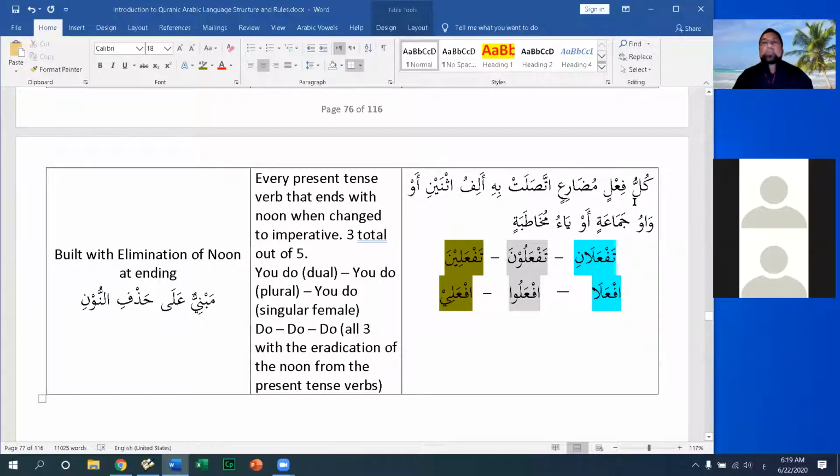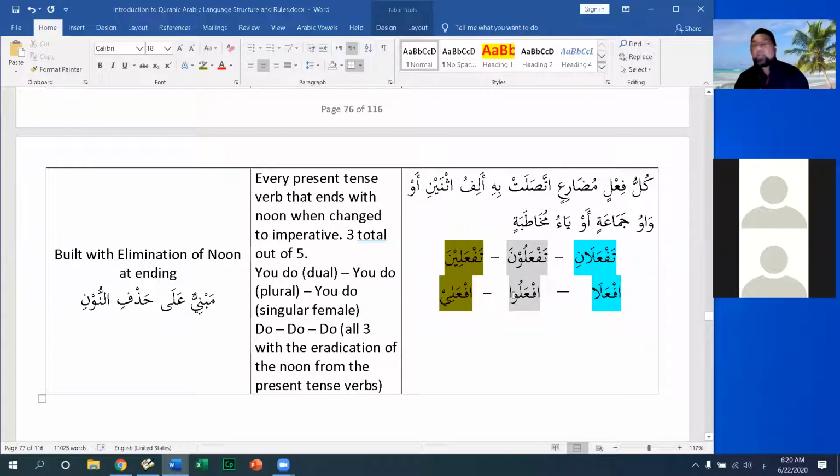كل فعل مضارع اتصلت به ألف اثنين أو واو جماعة أو ياء مخاطبة. So let's say we have تفعلان, تفعلون, تفعلين. We will drop this noon in each case to make the command form of the verb. The way you make the command form from the present tense, let me go over this.